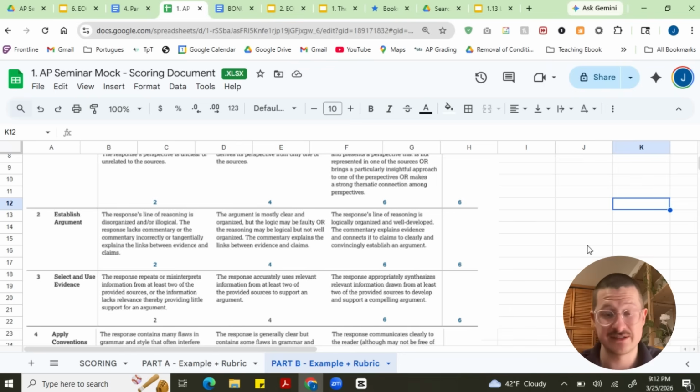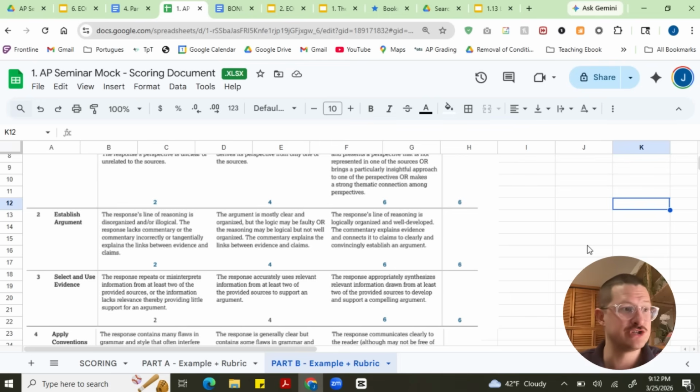Okay, what about select and use evidence? Let's look at a 6 to start. The response appropriately synthesizes relevant information drawn from at least 2 of the provided sources to develop and support a compelling argument. Look at number 4. To score a 4, it says the response accurately uses relevant information from at least 2 of the provided sources to support an argument. Okay, you gotta use at least 2 to get a 4 or a 6. The big difference here is if you look at the 6, it says compelling argument, appropriately synthesizes. So it's just adding this degree of complexity.